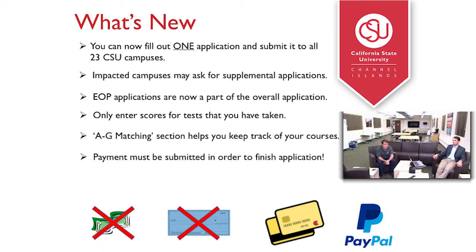The A through G matching section actually helps you keep track of the courses you've completed in high school, and I'll show you a subsequent screen with that information. That will allow you to see if you're meeting those A through G requirements when you're putting in your high school coursework. And then again, payment must be submitted in order to finish the application. We no longer take a check or money order. You have to either use a credit card to fill out the application, or to submit the fee waiver, or pay with a PayPal account. You now have the option to use a PayPal account to pay for the application fee.